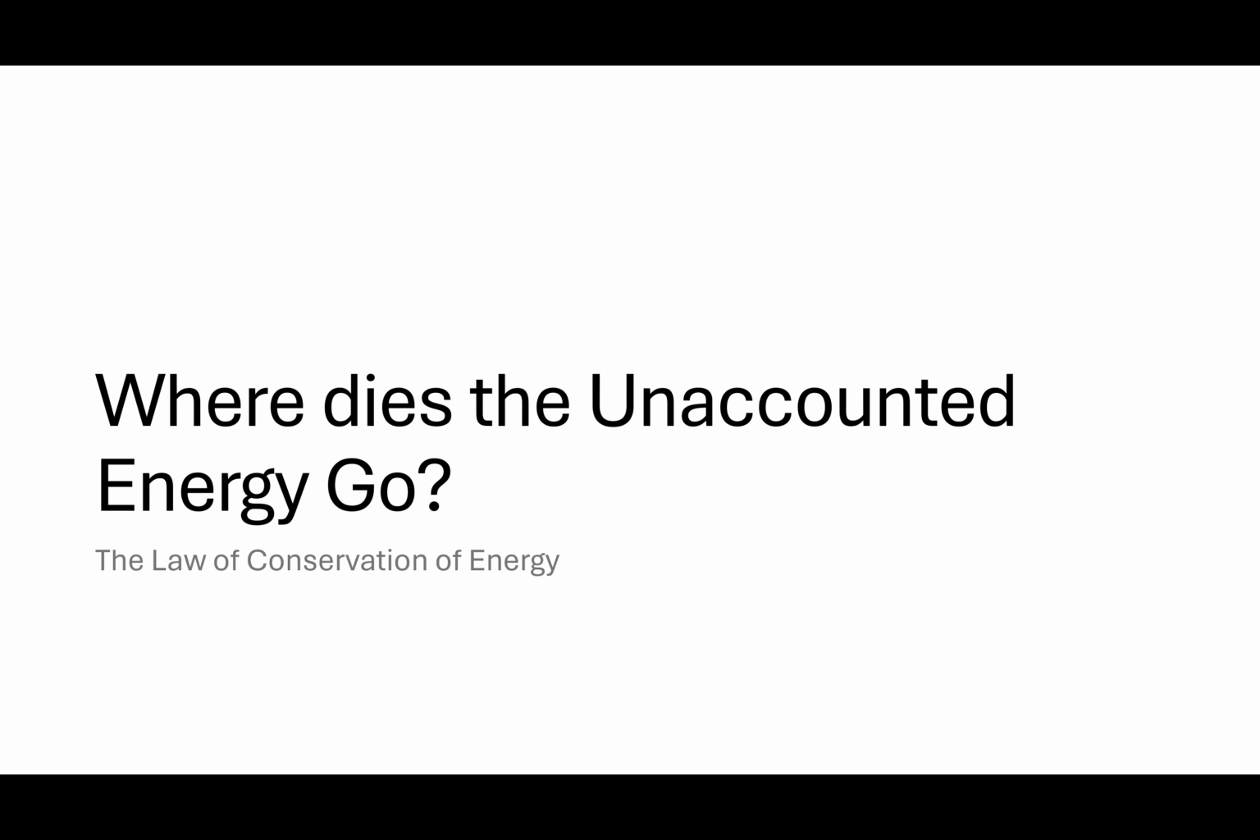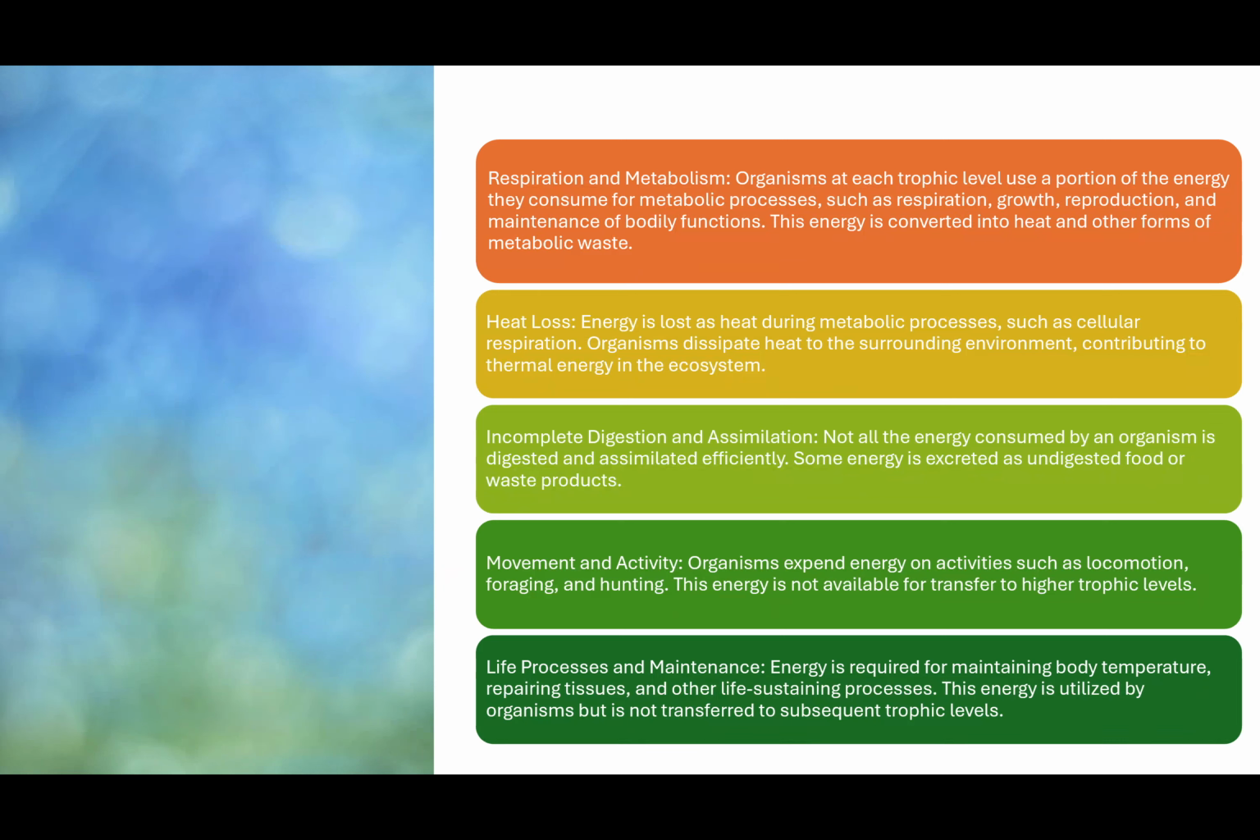So where does the unaccounted energy go? I should say where does it go, not where it dies. That's a huge blunder there. But where does it go? We have respiration and metabolism. Organisms in each trophic level need to use energy for metabolic processes, whether it's plants with their photosynthesis, or omnivores, herbivores and carnivores with their respiration. So respiration, growth, reproduction, all of these bodily functions use energy.